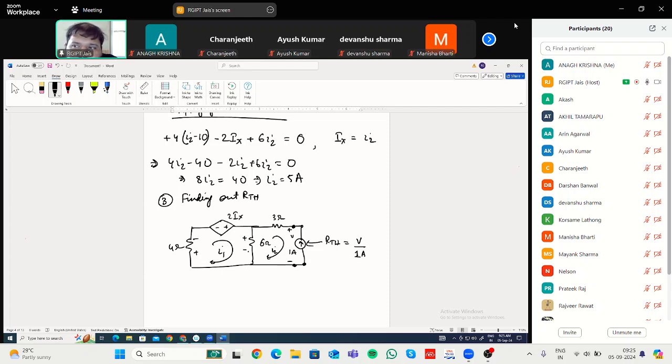Now you have to start somewhere, starting with this 4 ohm resistance. If you move in clockwise direction, you will encounter the plus sign first, so plus 4 I1. Then you encounter this dependent source, minus sign first, so minus 2 Ix. Next, moving clockwise, you encounter this 6 ohm resistance, plus sign first, so plus 6 (I1 minus I2). That will be equal to 0.